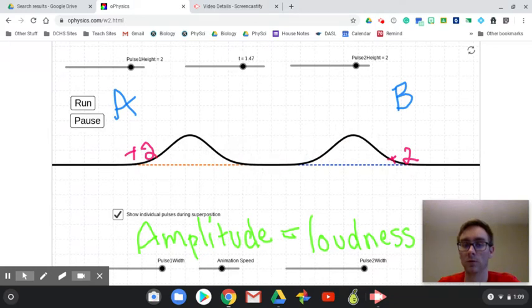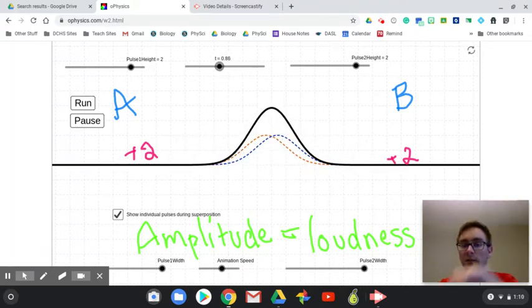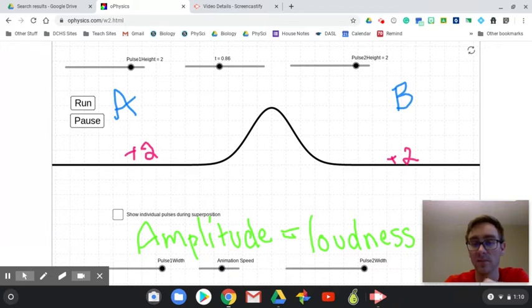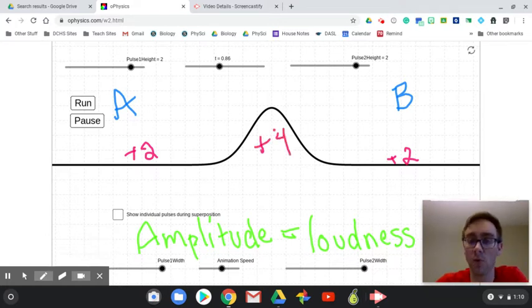Whoa. All right. So now we have wave A, wave B, and right now in the middle, we have wave A and B. What we have going on here is the waves combined, and you could probably count it. This is wave A and wave B combined to make a wave that has an amplitude of +4 meters.